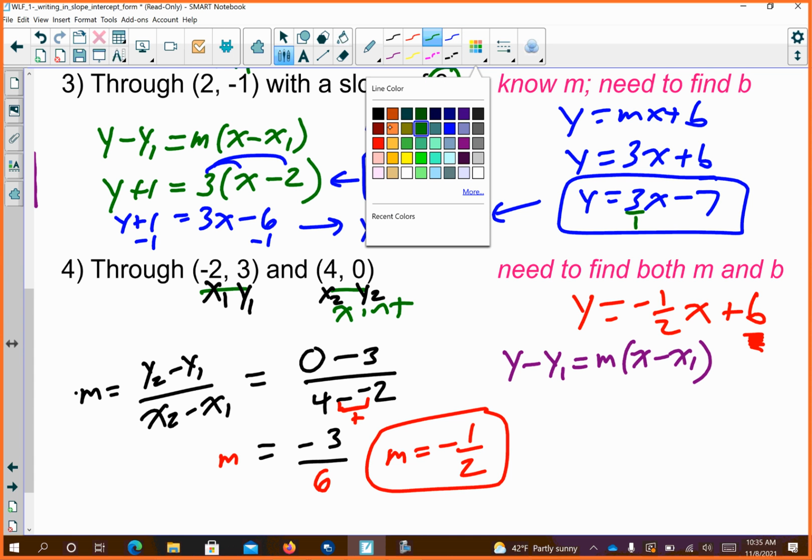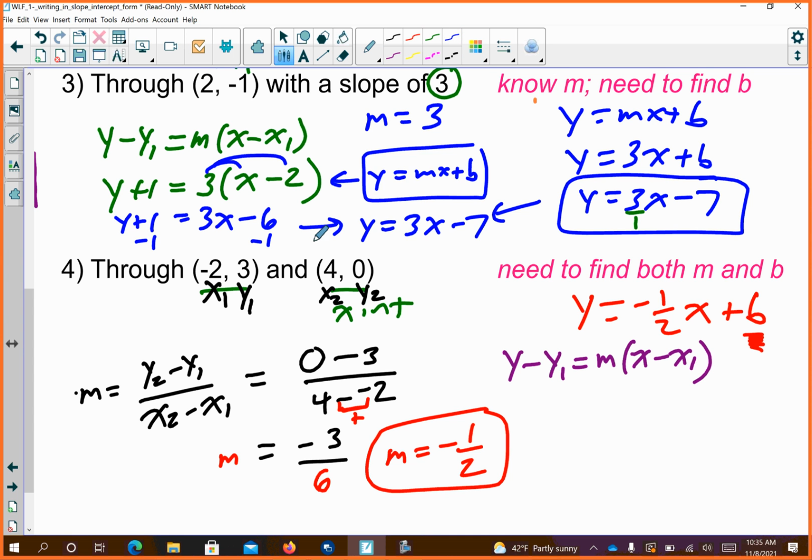So let's change this to orange. So I'm going to pick this point. So I'm going to go y minus 3. Notice it was a positive 3, so that's not a negative 3. I have a slope of negative 1/2. And then I have x. What's the negative 2 going to become? Positive 2. Good. This is not in slope-intercept form, so I'm going to distribute the negative 1/2 over the parentheses.